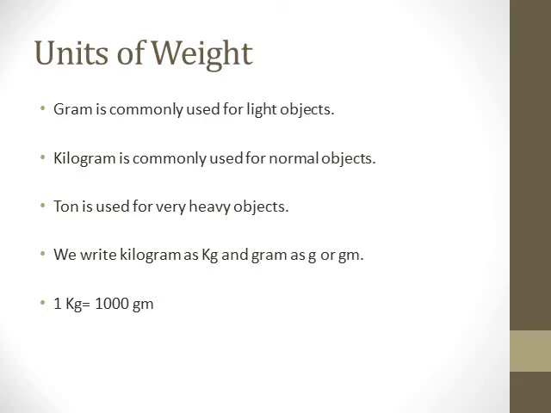And this is about the conversion, that how many parts of grams are there in 1 kilogram. So there are 1000 parts of gram in 1 kilogram. This means 1 kilogram is having 1000 gram in it. 1 kilogram is equal to 1000 gram.